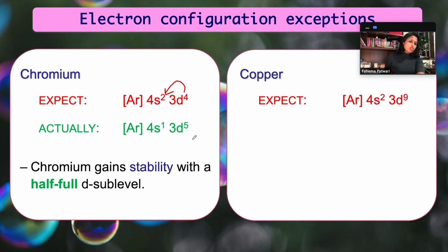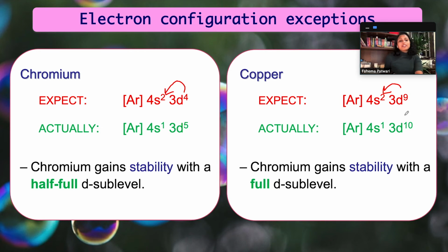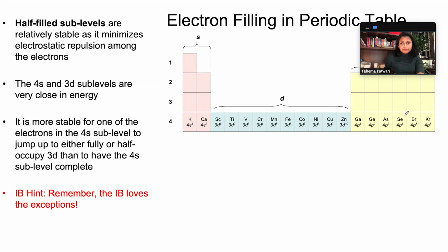Copper is a similar situation. If you write out the electron configuration the way I taught you, there will be 2 electrons in 4s and 9 in 3d. However, what you find is 3d, instead of having 9, actually takes 1 from 4s and ends up with 10. Right? So copper gains stability because it ends up with a full D sublevel.